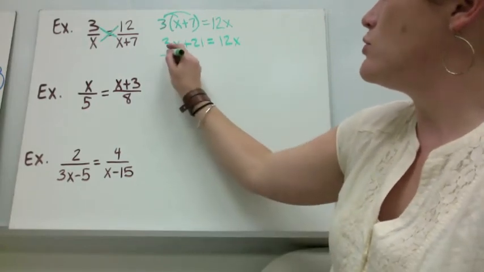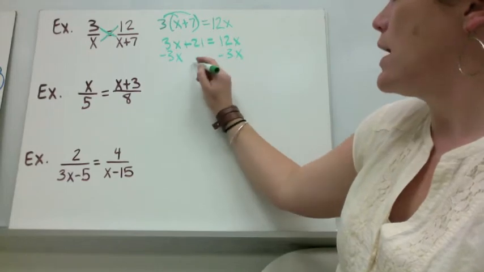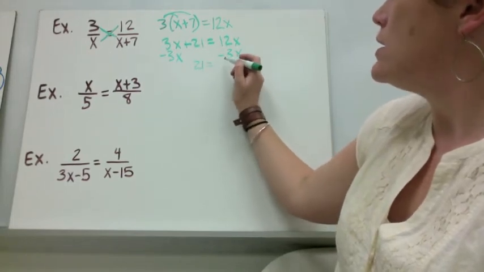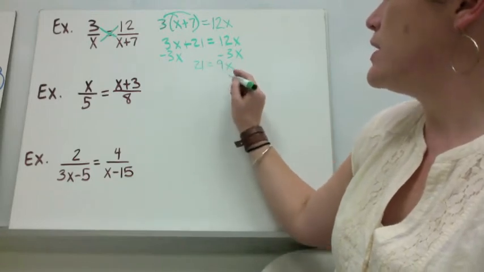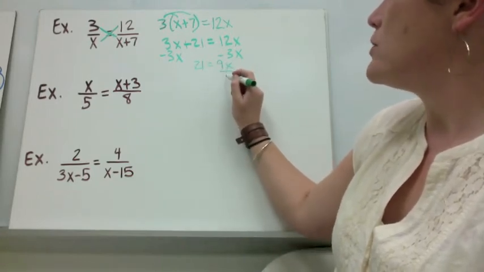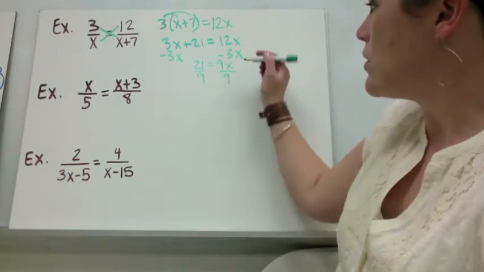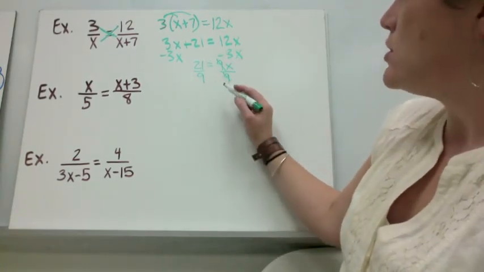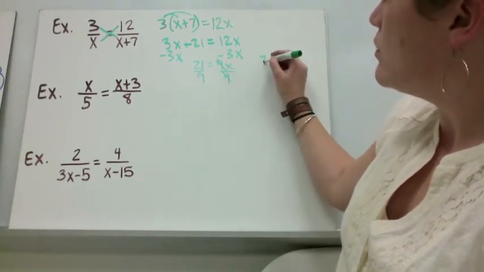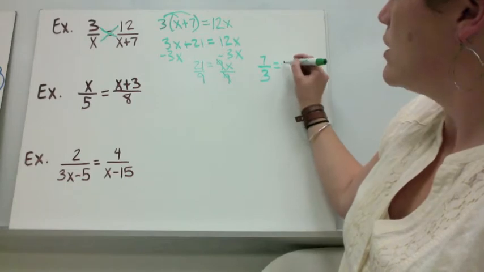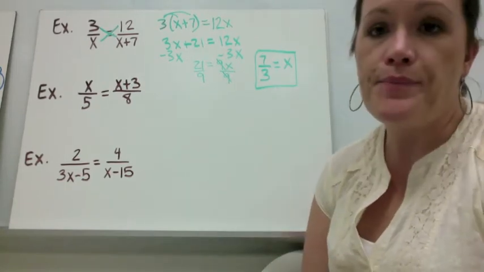So then we could move the 3x over, so we have the x's on one side. So we get 21 is equal to 9x. And then we would need to get x by itself, so we just have to divide by 9. And all we can do here is reduce the fraction. So x will end up being, if we divide by 3, 7 over 3. And we could just leave it like that.